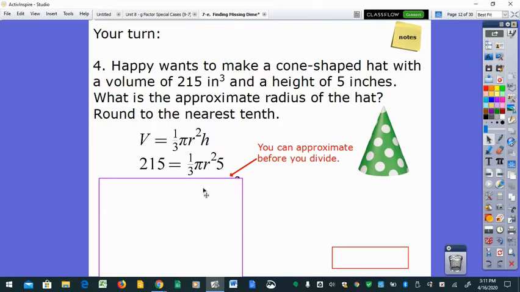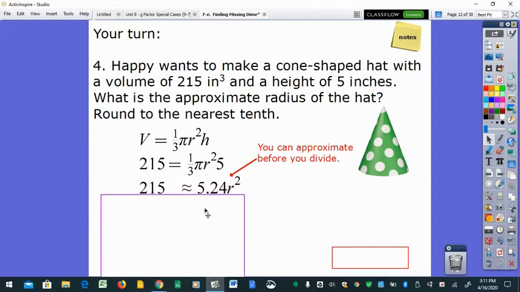So we're going to take the 5 divided by 3, multiply it by pi. This time I'm going to show you that you can approximate. You don't have to leave the pi in there. So if you take 5 divided by 3, multiply it by pi, it's about 5.24. We want to solve for the radius. This is a one-step equation, so the opposite of multiplying would be to divide, just like we did last time.